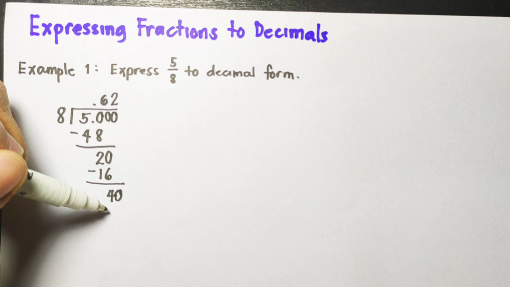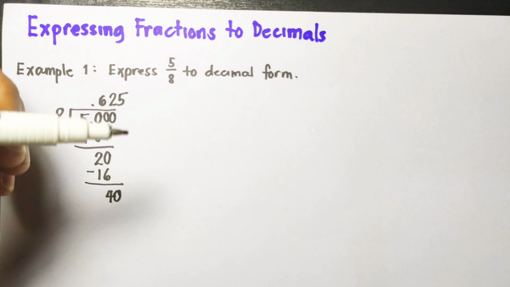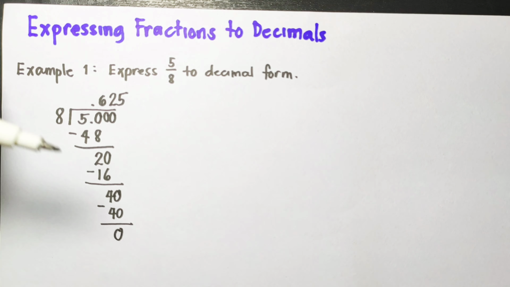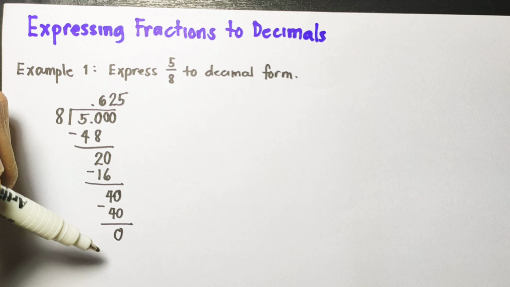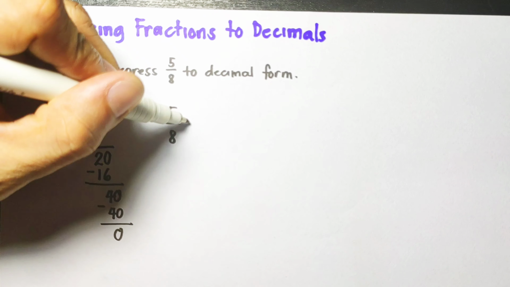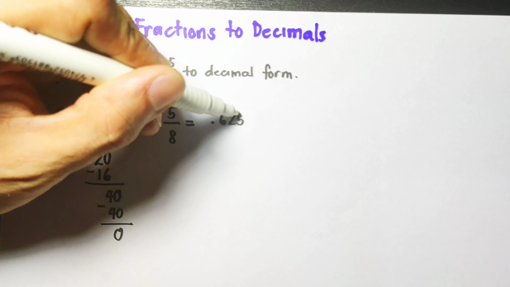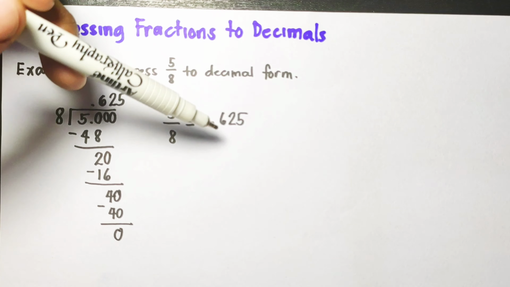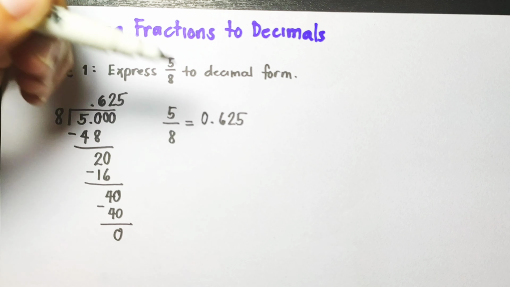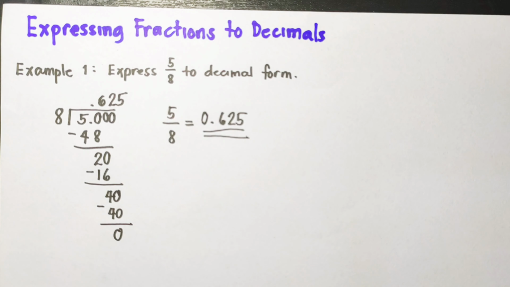How many 8 can you have in 40? Or 40 divided by 8, that is 5. 5 times 8 is 40. Subtract, that is 0. Since the remainder is 0, therefore 5/8 in decimal is 0.625 or 625 thousandths. Pwede rin siya magkaroon ng 0 dito. Okay? So this is our answer.